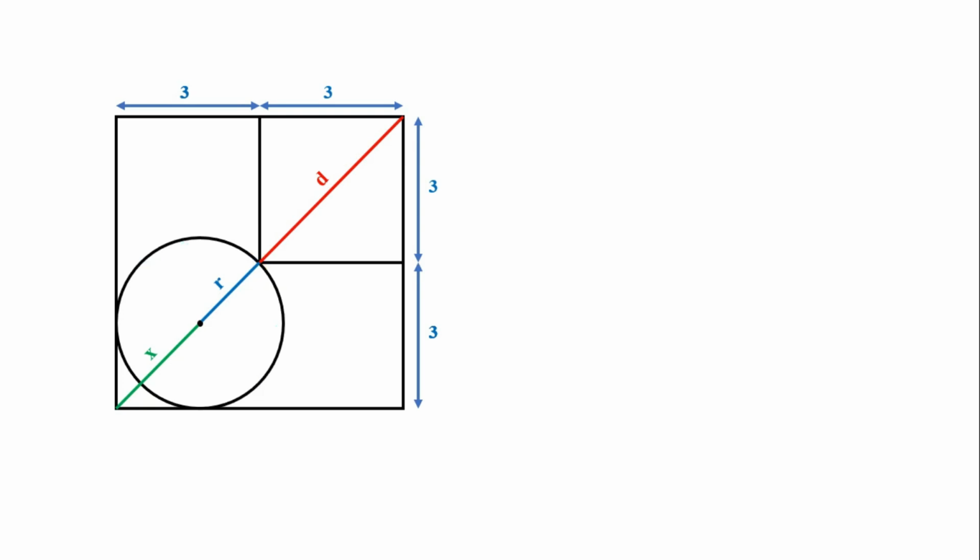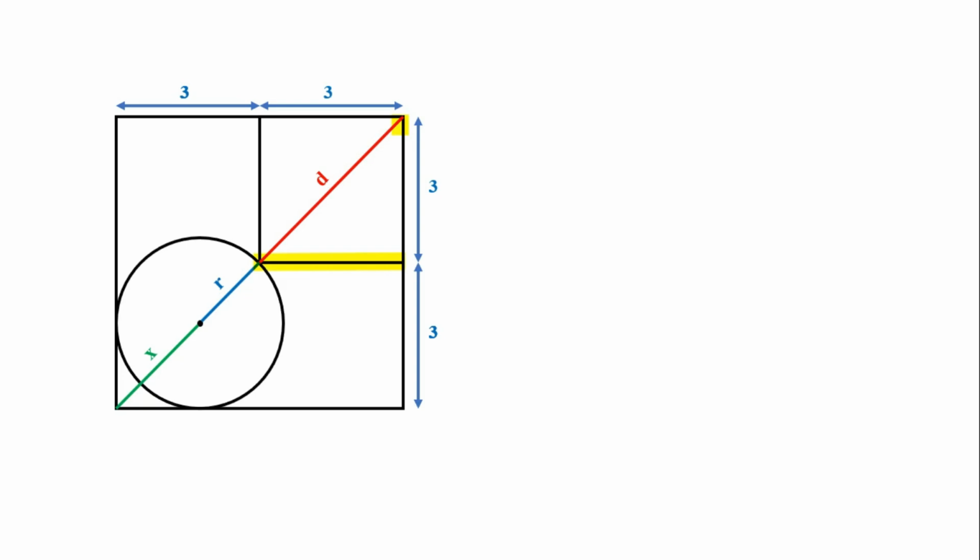Now consider the center of the circle. Because the circle is tangent to both the left and bottom sides, the center is exactly r units away from each of those sides. Again, the distances are equal. Therefore, the center of the circle also lies on the diagonal. This proves that the segments d, r, and x are all collinear, and together they form the diagonal of the large square. Now, let's calculate d.